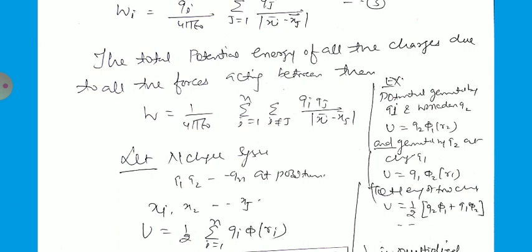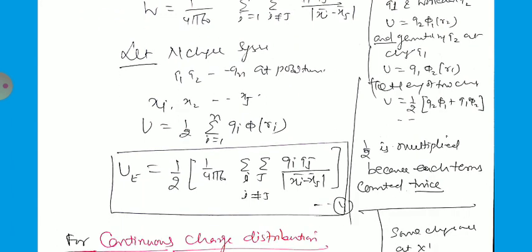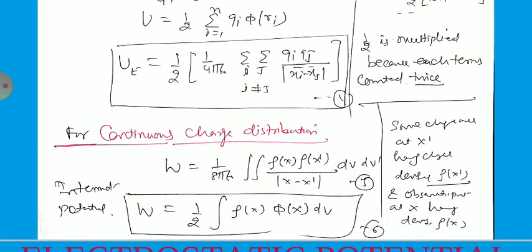So for an n charge system, where the charges are Q1, Q2, up to Qn at positions x1 to xn, the net potential energy is U equal to 1 by 2 sigma i equal to 1 to n Qi phi(Ri). Here we have used 1 by 2 because each term is counted twice. So Ue equals 1 by 2 times 1 by 4 pi epsilon naught, sigma i sigma j, i not equal to j, Qi Qj divided by the modulus of xi minus xj. This is the potential energy of the system of charges.